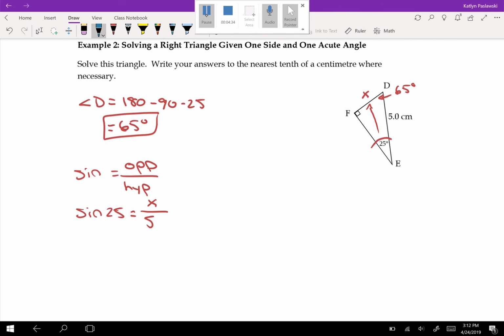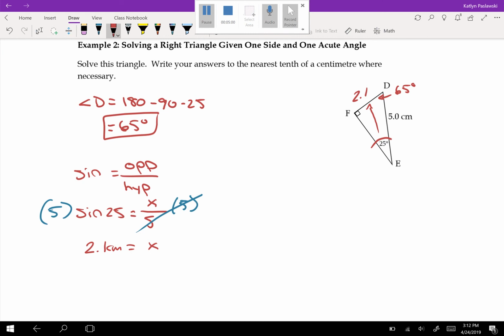So to do so, I recognize this is division. The opposite of division is multiplication. So I'm going to multiply by 5 on both sides. So 5 cancels out to be left with x. 5 multiplied by sine 25 gives us a value of 2.1 to equal x, and it's measured in centimeters. So this length here is now 2.1.